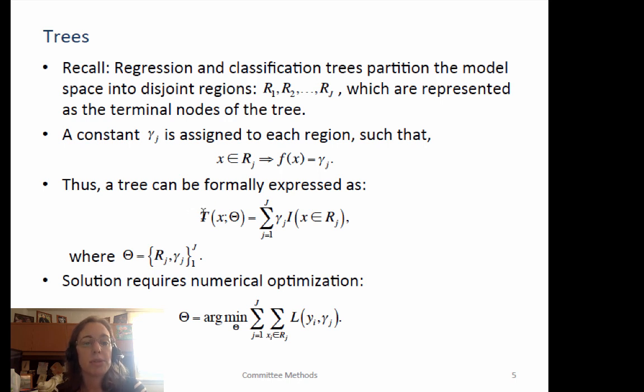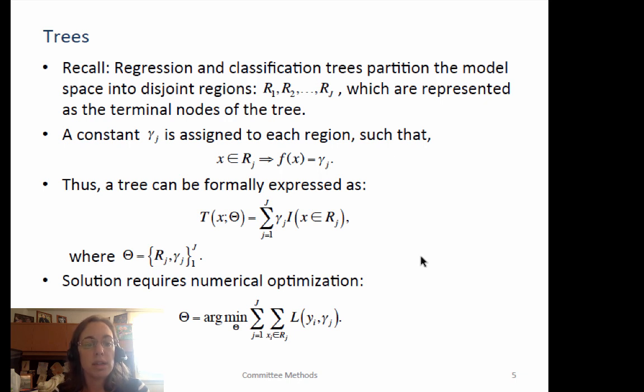So the tree can be formally expressed as a collection of the gamma j's and the individual regions. Here we've got a parameterization of a tree, with theta being the parameters: R j, the regions, and the values. Okay, so this is what is happening here. And if I want to make a prediction using the training set, then I'm using this formula to calculate my value based on these predicted responses f of x.